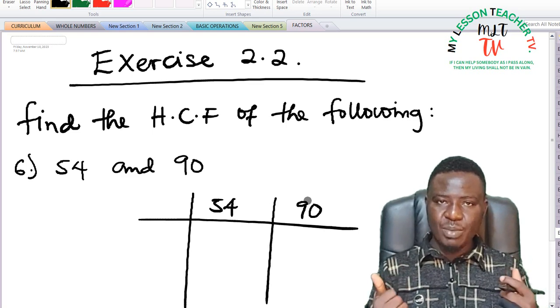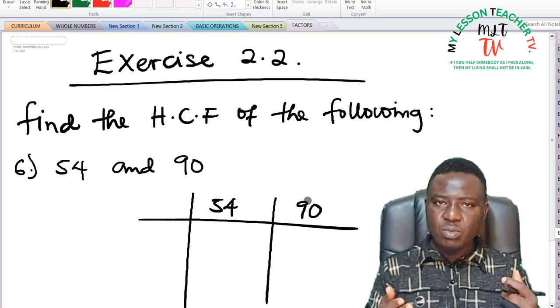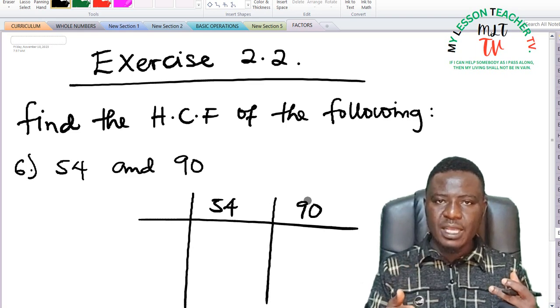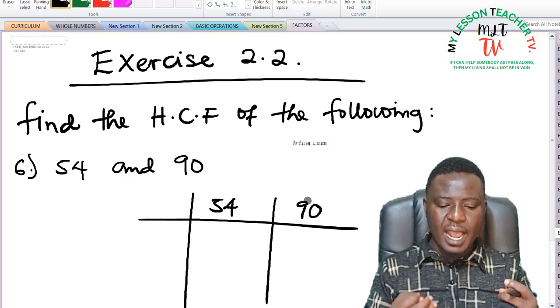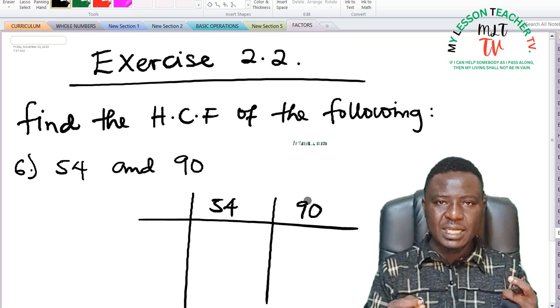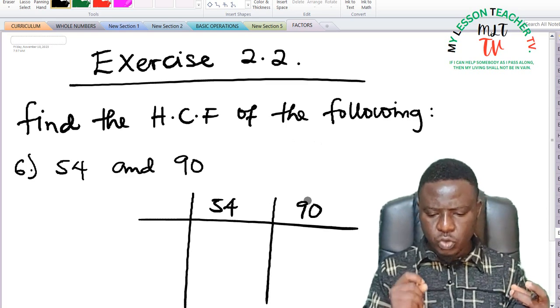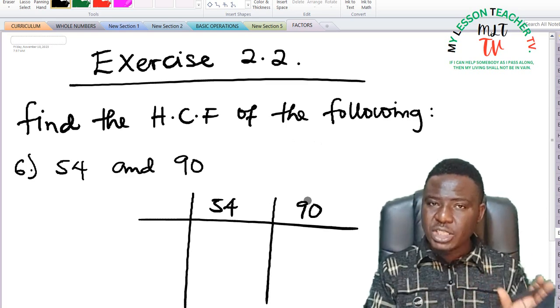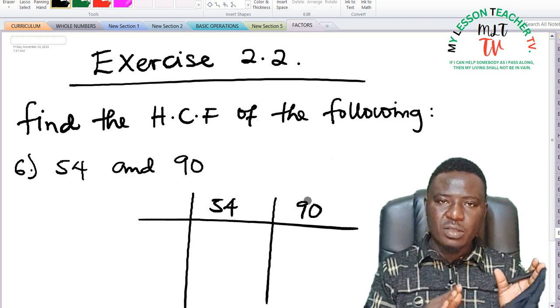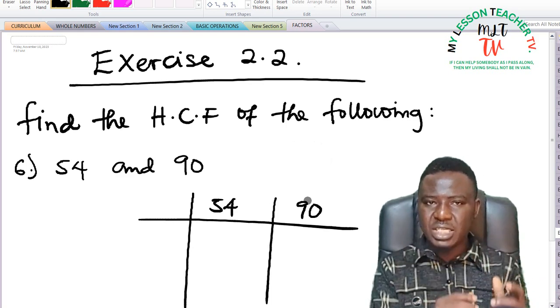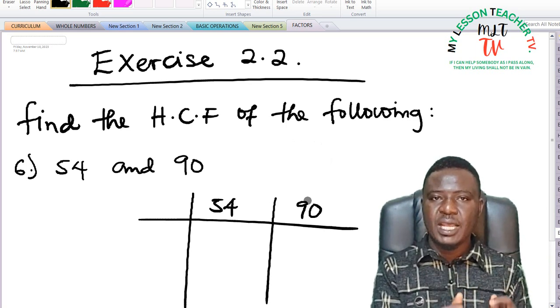Yes. Reason being that 54 is divisible by 2 because the last digit, which is 4, is a multiple of 2. And for 90, 0 being the last digit is said to be divisible by 2. So this is the condition for numbers that are divisible by 2, that the last digit must be a multiple of 2.